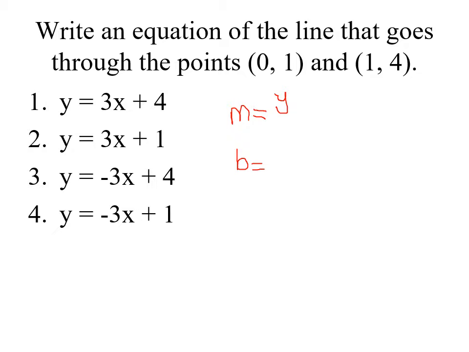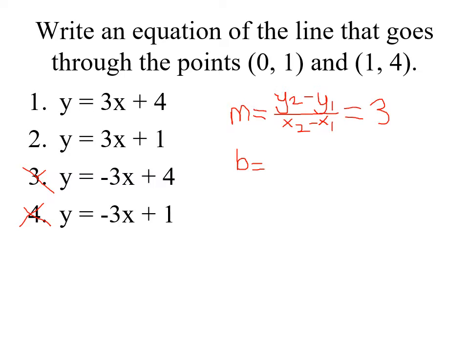How do we find the slope? Using the slope formula, y2 minus y1 all over x2 minus x1. Okay, and then the intercept, this is going to give you 3. So already we know that these two are not options. And we can pick a point.